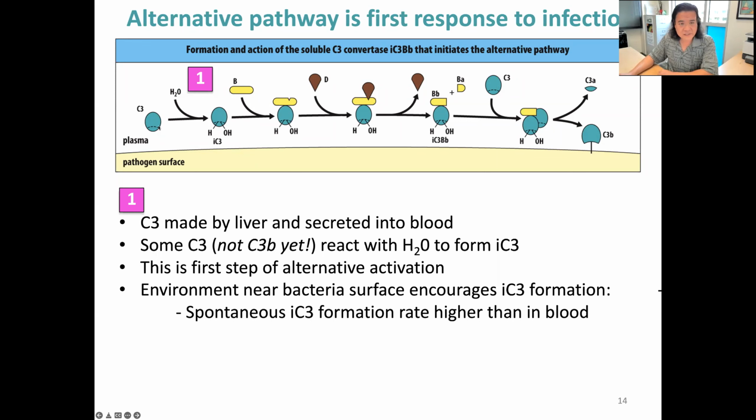So step one here: you have the surface of a pathogen, and here you have a complement C3 that's floating around in the fluid surrounding the pathogen. It gets really close to the surface. What happens is that the C3, so this is not C3b yet, because it's floating in water near the surface, will interact with water and become sort of ready to react. So we call this iC3. This is the first step, and the surface of the pathogen is conducive to that because of the pH and things like that.